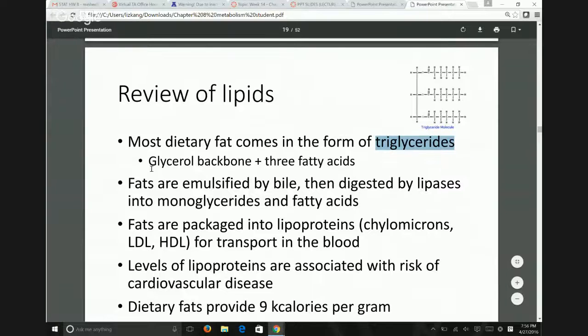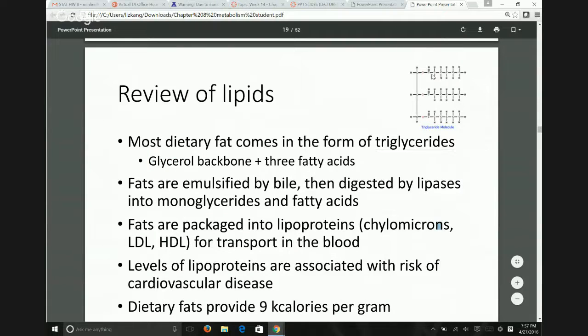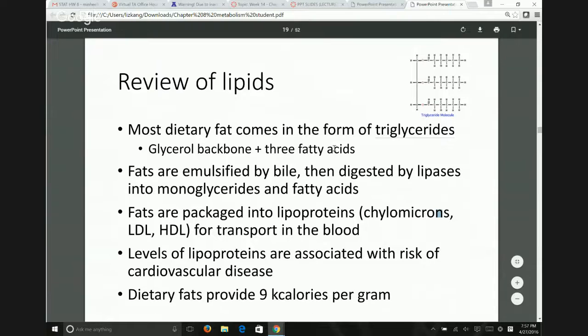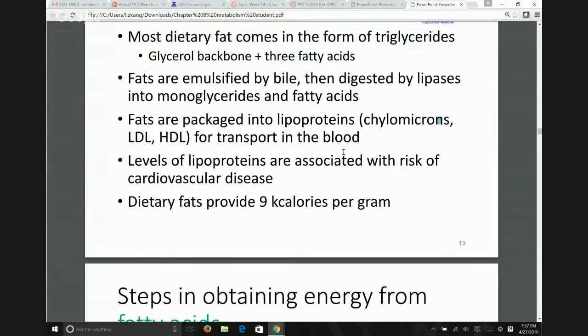So triglyceride has this glycerol backbone. Oh, here's the glycerol. That's why you need to know. So you know how this glycerol backbone has 1, 2, 3 carbons. They can also go into gluconeogenesis and make glucose if we don't have anything and the brain needs it. And triglycerides have this glycerol backbone and 1, 2, 3 fatty acids. This is all review, so you should have heard about this before.